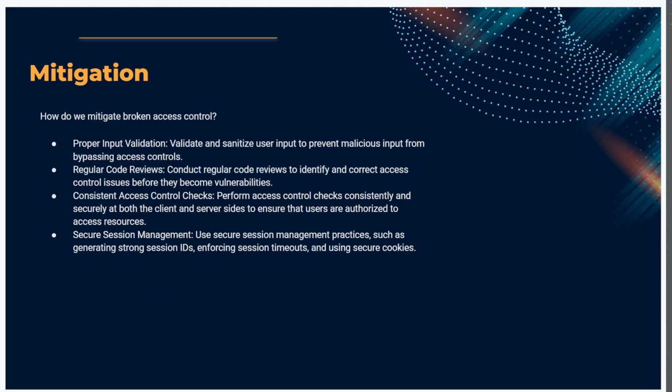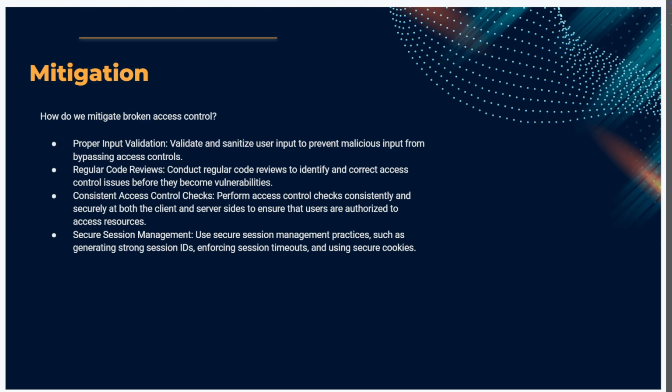How do we mitigate broken access control? We have a few ways to do this. We have proper input validation, where we can validate and sanitize user input to prevent malicious input from bypassing access controls. We have regular code reviews. Conduct regular code reviews to identify and correct access control issues before they become vulnerabilities.